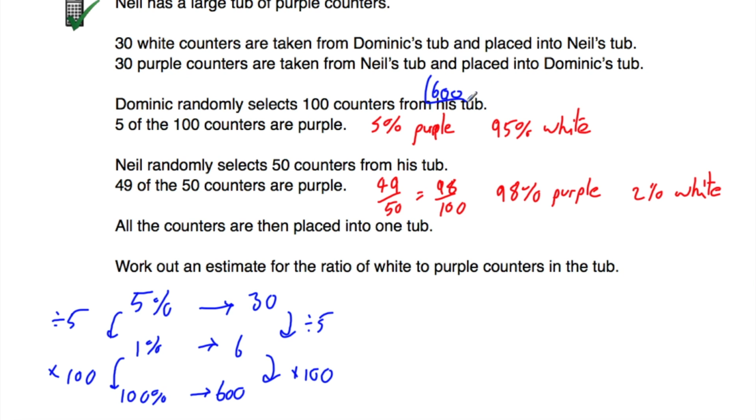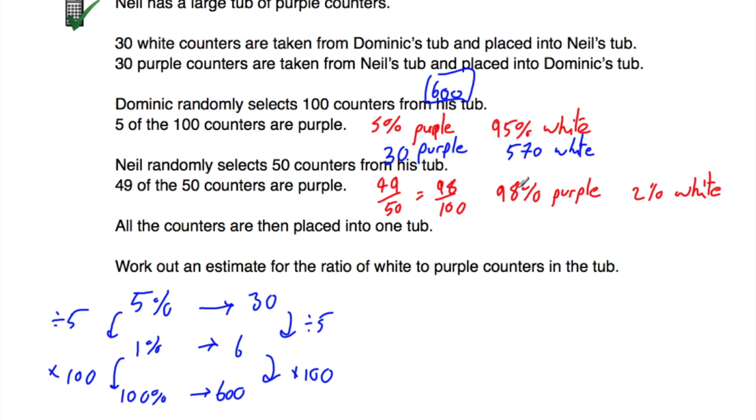Obviously 5% of them are purple, and that's equal to 30. So there's 30 purple in his tub. And 95% of them are white, so that'll be the rest. If we take the 30 away from 600, that's equal to 570 white. So in Dominic's tub, our estimate is that he'd have 30 purple and 570 white. And you can check that by working out 5% of 600 and 95% of 600, and that should be equal to 30 and 570. So that's Dominic's tub.